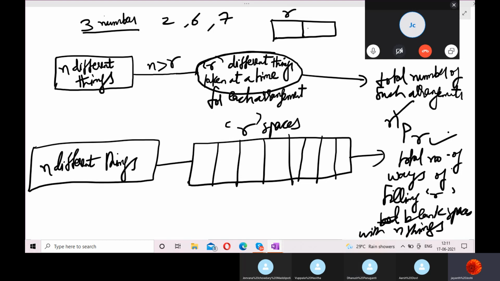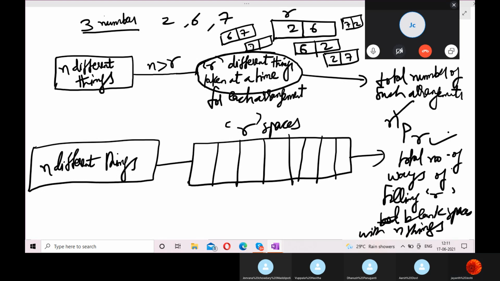So how many arrangements can you make? 2, 6; 6, 2; 2, 7; 7, 2; 6, 7; 7, 6. Can you make any other arrangement out of this? No, sir. So how many arrangements did you make? 6. That's the same thing you are doing now: n different things in r different spaces, correct?